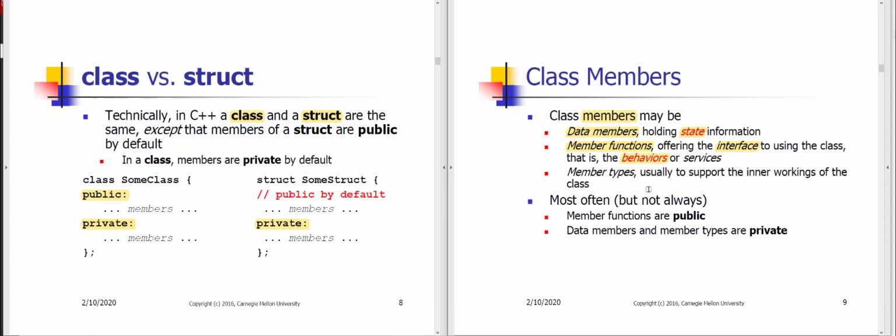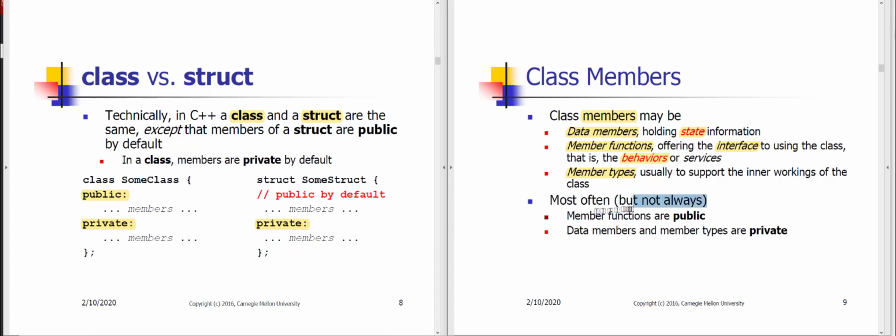The third and less common type of member are member types. Sometimes a data type, that is, sometimes a class, may use internally a subtype as a convenience. For example, a binary tree class may make use of a BT node struct internally as a type to represent the individual nodes that make up the binary tree.